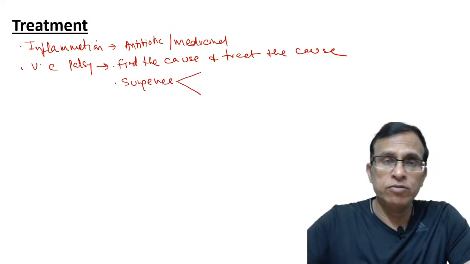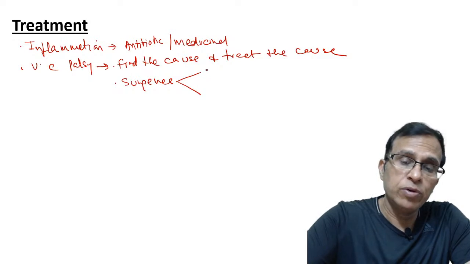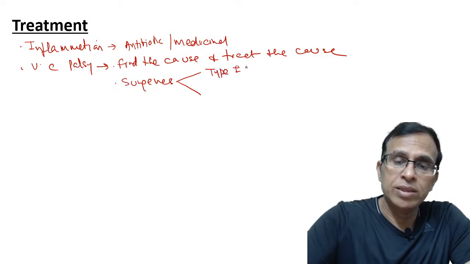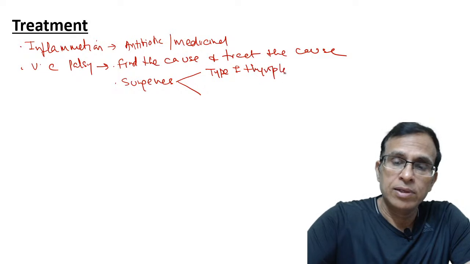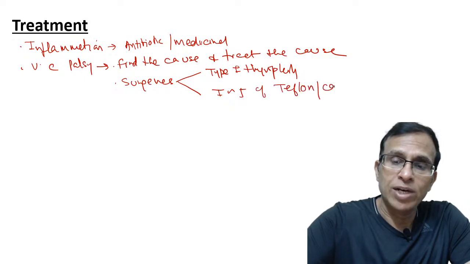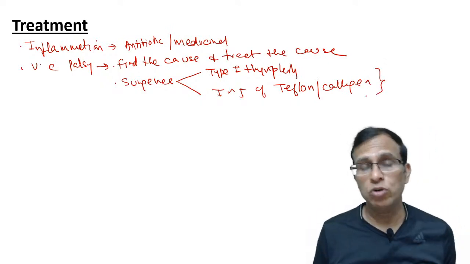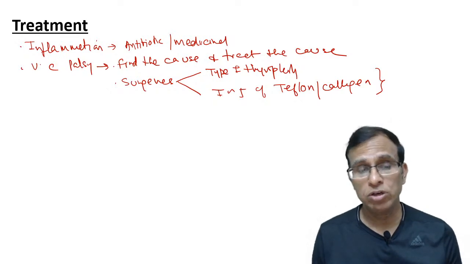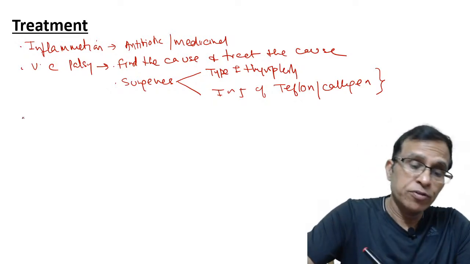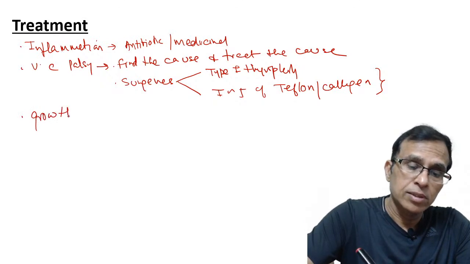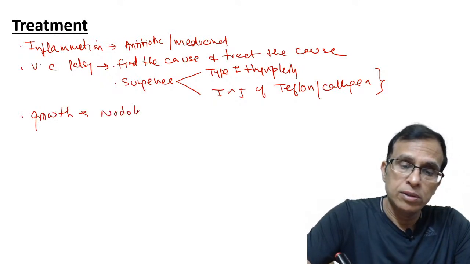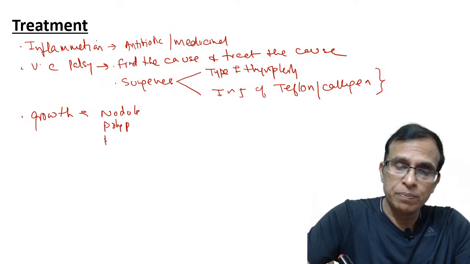For hoarseness of voice in vocal cord palsy, the two important surgeries are either we do type 1 thyroplasty, or we inject Teflon or collagen. So one of the two surgeries is usually required when there is hoarseness of voice due to vocal cord paralysis. Once you have treated the cause, or if the cause is not found, then for growths like nodule or polyp or papilloma, or carcinoma.